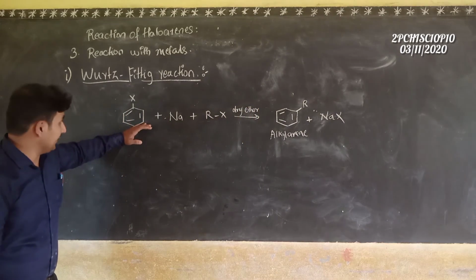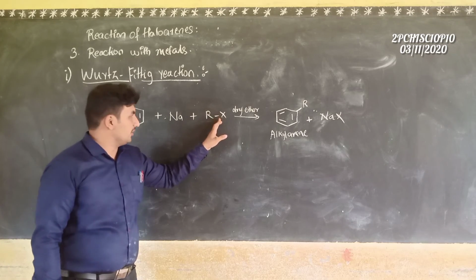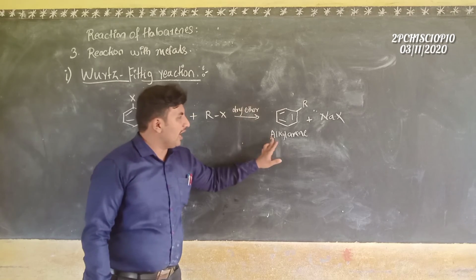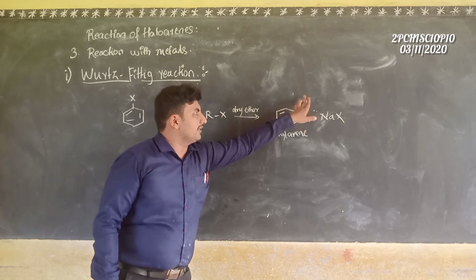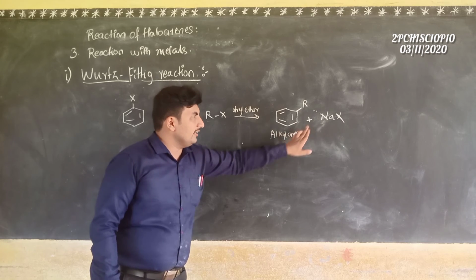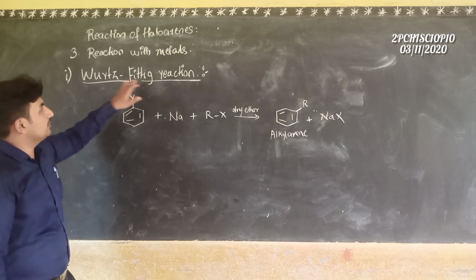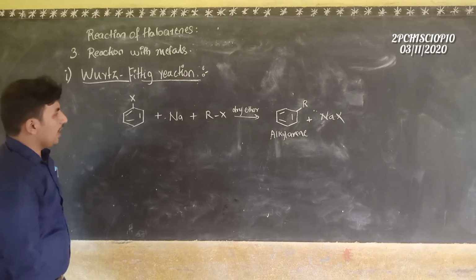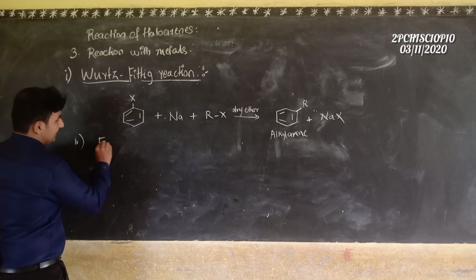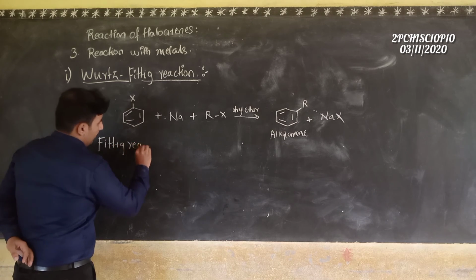So, what is the Wurtz-Fittig reaction? When aryl halide and alkyl halide are treated with sodium in dry ether, alkyl arene is obtained. Alkyl group and arene group, alkyl arene. This reaction is known as the Wurtz-Fittig reaction. And one more named reaction is the Fittig reaction.